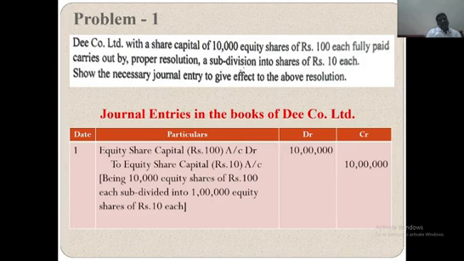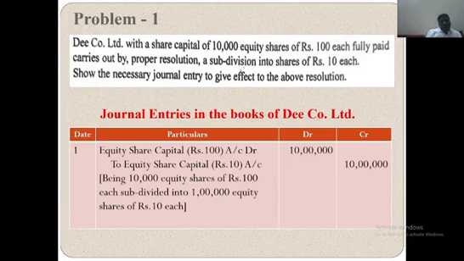10 lakh divided by 10 gives 1 lakh shares. So, being 10,000 equity shares of rupees 100 each fully paid, each subdivided into 1 lakh equity shares of rupees 10 each. So how is the 1 lakh shares determined? 10 lakh divided by rupees 10 per share is equal to 1 lakh equity shares, divided from 10,000 equity shares of rupees 100 each fully paid.